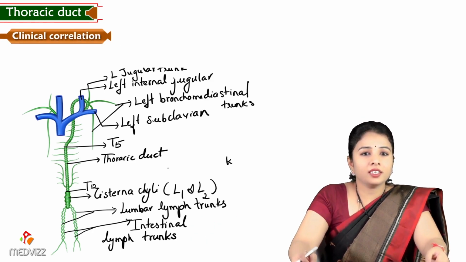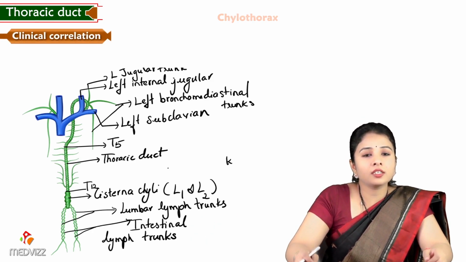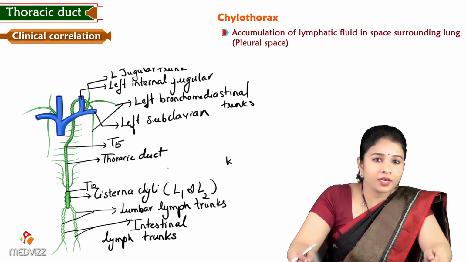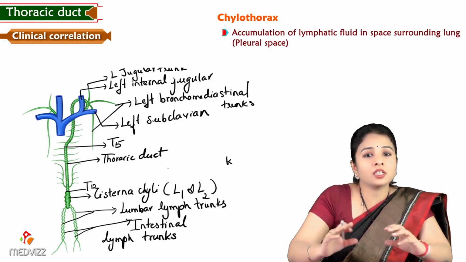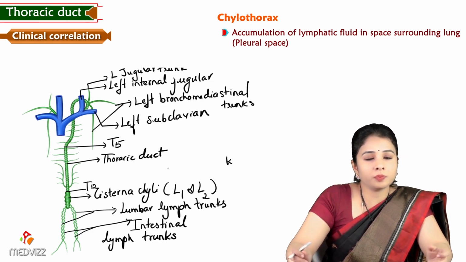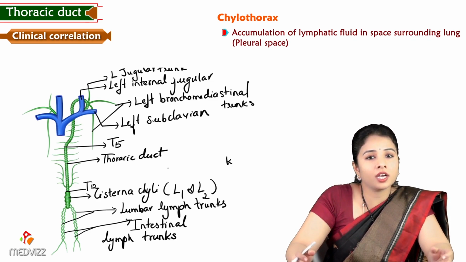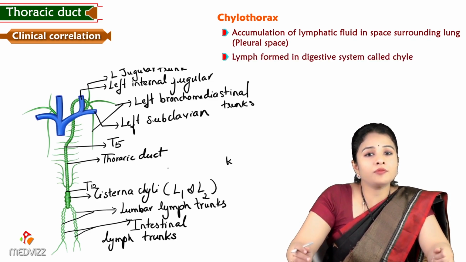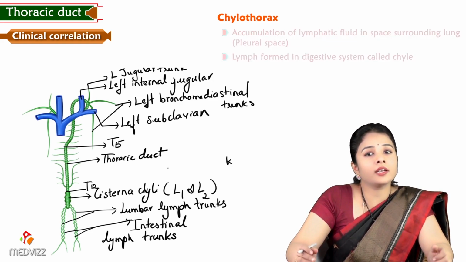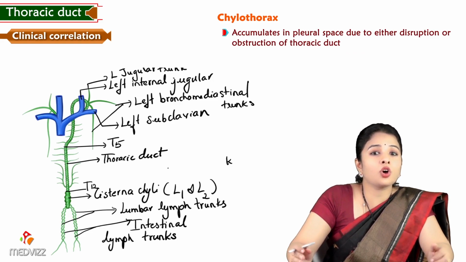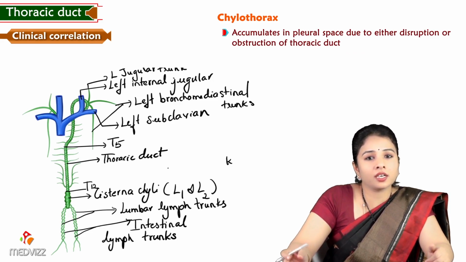And let's see some clinical correlation of thoracic duct. Chylothorax means the accumulation of lymphatic fluid in the space surrounding the lung, that is in the pleural space. The lymph formed in the digestive system is called chyle and it accumulates in the pleural space due to either disruption or obstruction of the thoracic duct.